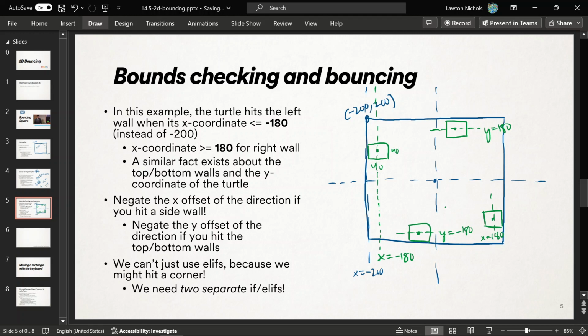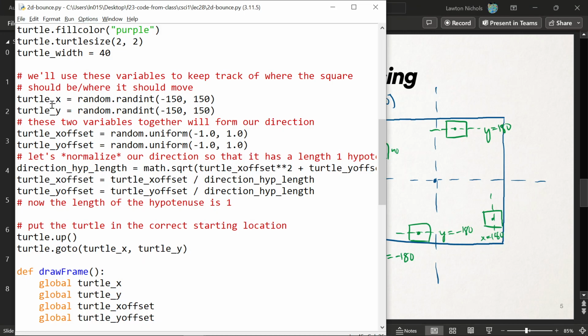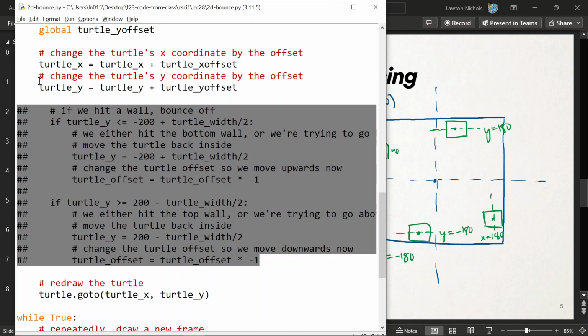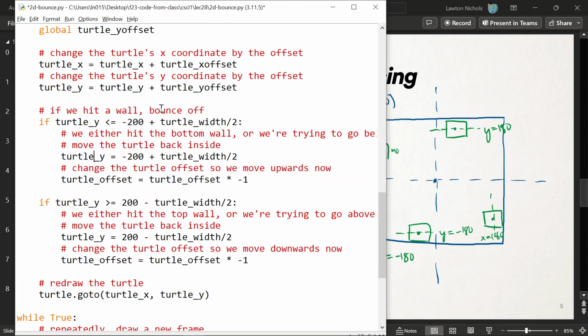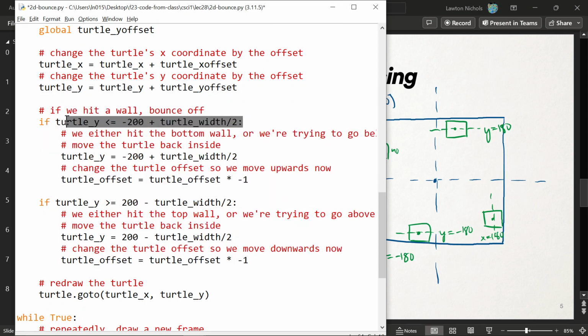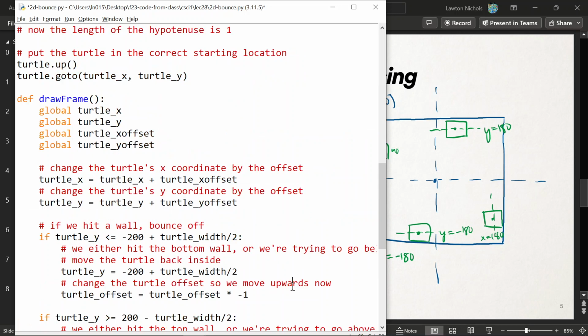So let's add some if statements to notice all of that. We have this here for the top and the bottom walls, which is nice. I'm going to uncomment this region now, bring it back. So if we hit a wall, bounce off. This is like the first two. If we hit the bottom wall, it's negative 200 plus the width over 2, that is negative 180. So if we ever do that, we hit the bottom wall or we try to exceed it, bring the turtle back in, and then change the offset. We don't have that variable anymore. So is it the y or the x that we modify now? We have to figure out how we bounce.